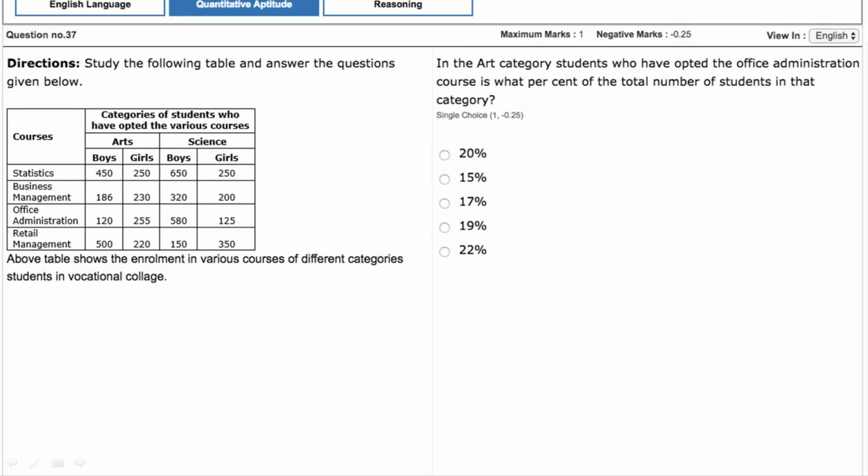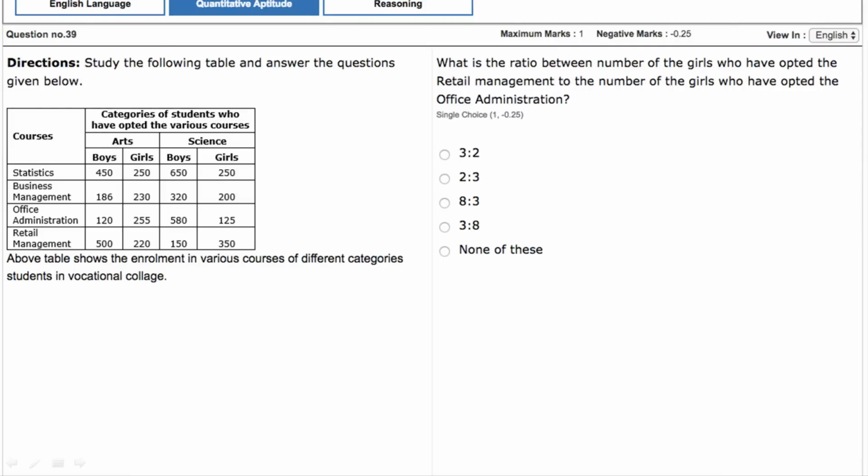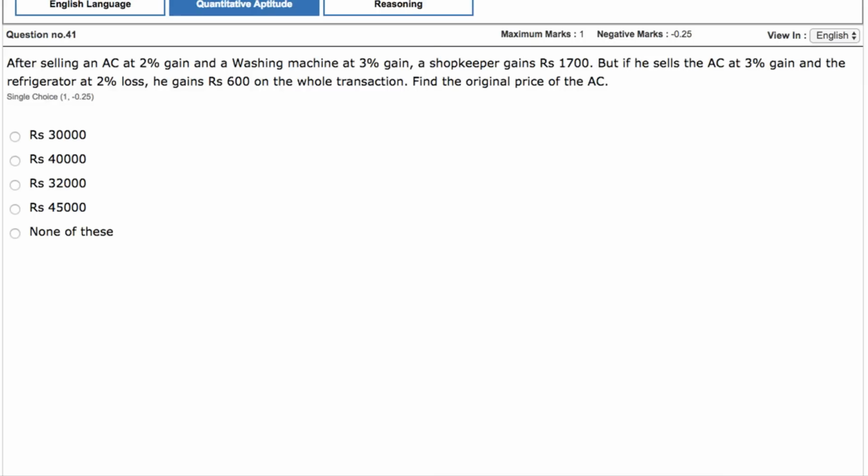Again, very close options, a big table, asking about office administration percentage. So looks like I have to calculate some percentage here, and the options are close. I just move forward. Again, options were close. This looks like a simple question. 3:2, 2:3. I'll see. Number of science category, approximate. What percentage of number vocational? This again looks like a calculation of the total. Okay, there is a word problem again. Profit loss, looks like profit loss.